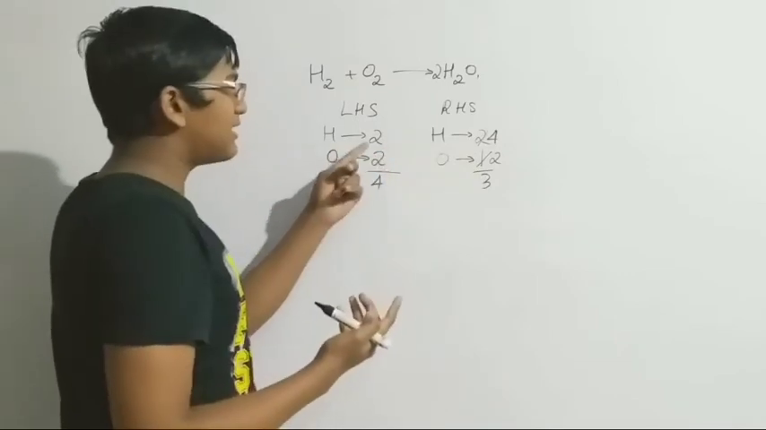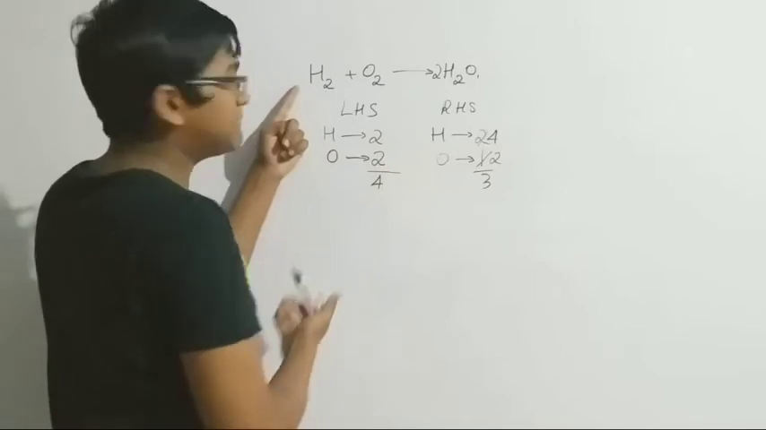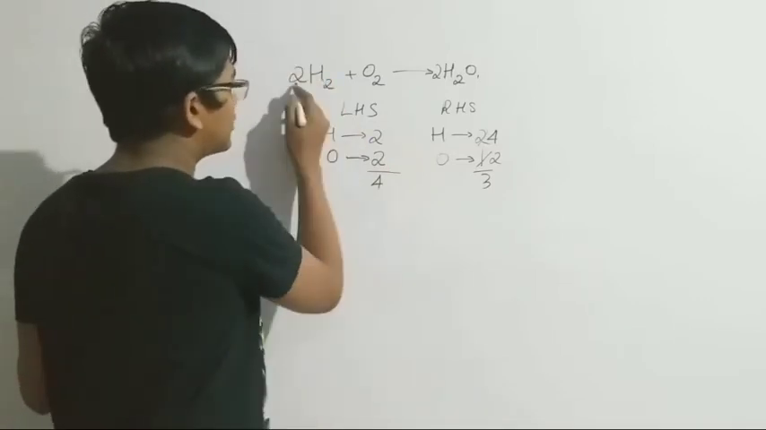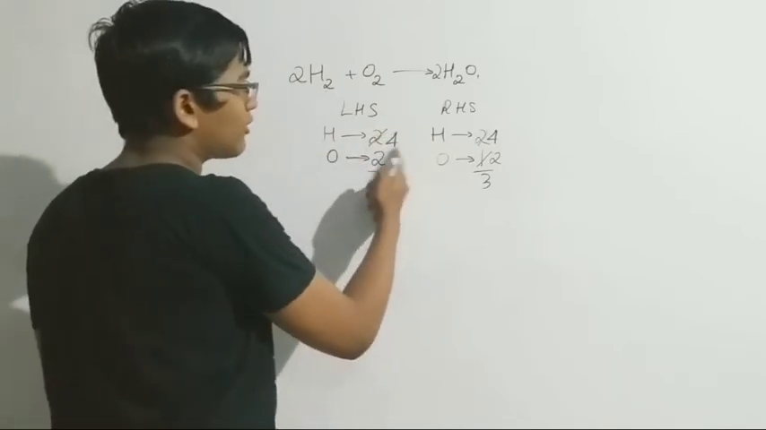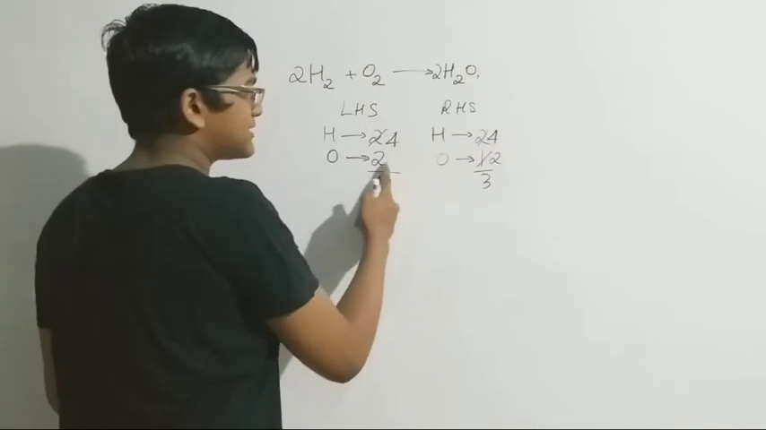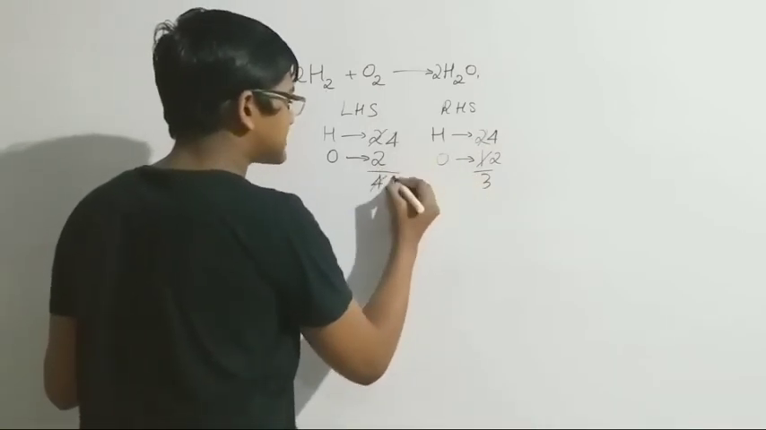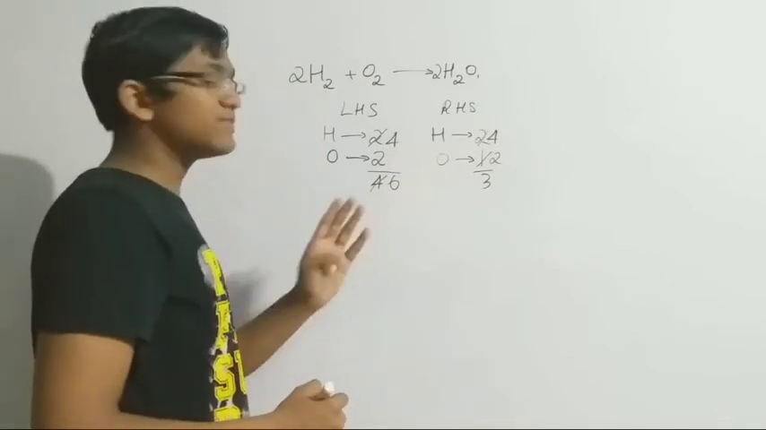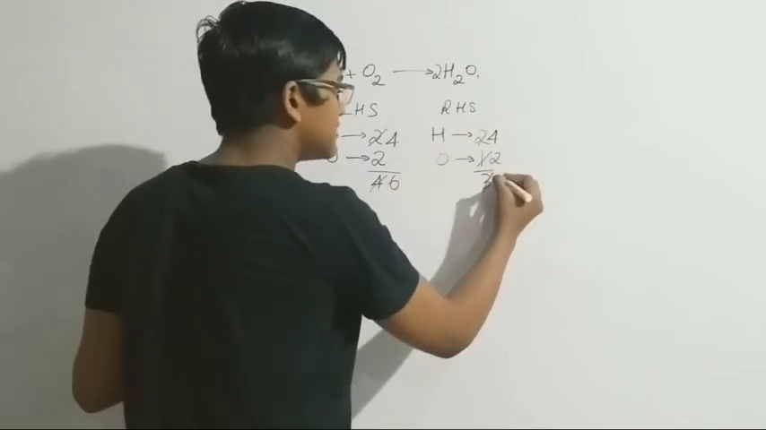To balance it, here it must be 4. So in order to make this 4, I can multiply a 2 in here. I just multiplied this by 2 and 2 twos are 4. Now hydrogen 4 and oxygen 2, and again hydrogen 4 and oxygen 2. Let's add them up. 4 plus 2 is 6. It was initially 4 but we have changed the chemical reaction, so it has become 6. Similarly in the right hand side, 4 plus 2 is 6.